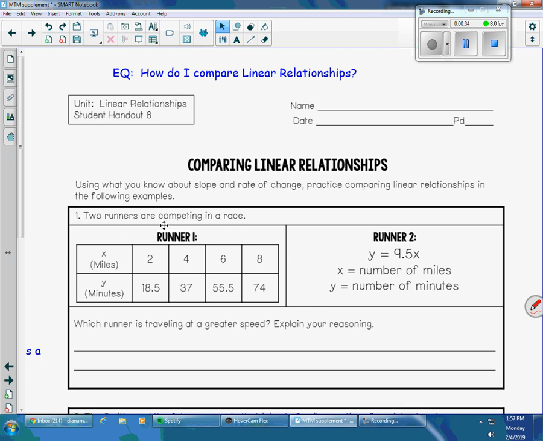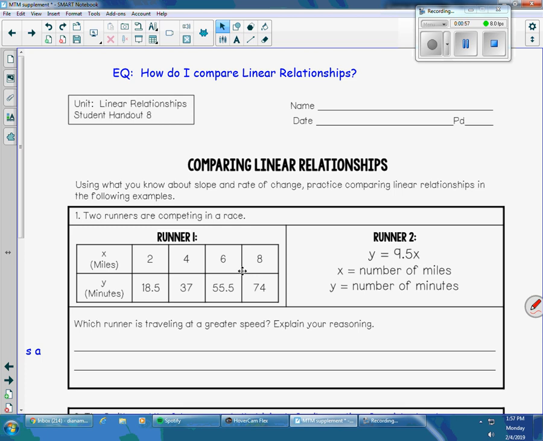So two runners are competing in a race. Runner number 1, his information is in this table. X is on the top, Y is on the bottom. Runner number 2, his pace is being represented by this equation. X is the number of miles, Y is the number of minutes. So the number of minutes is this slope times the number of miles.